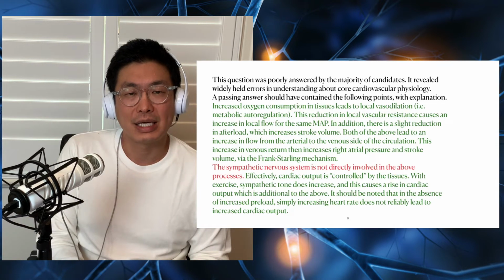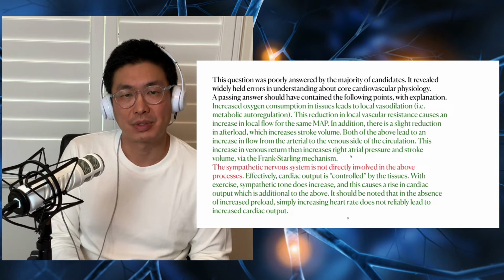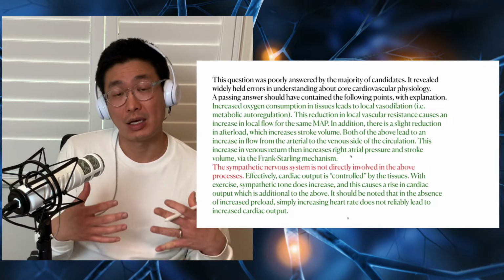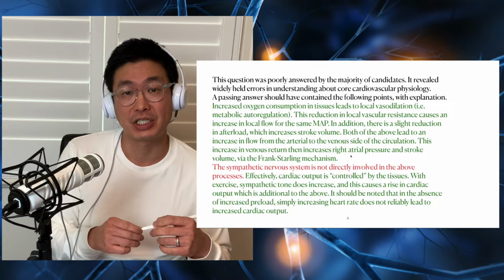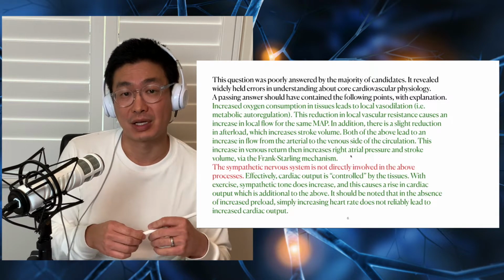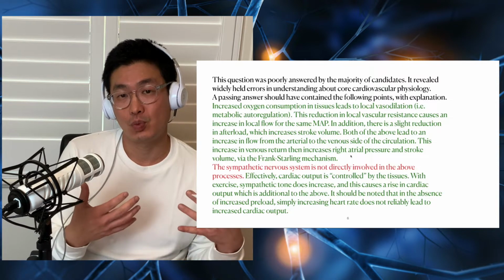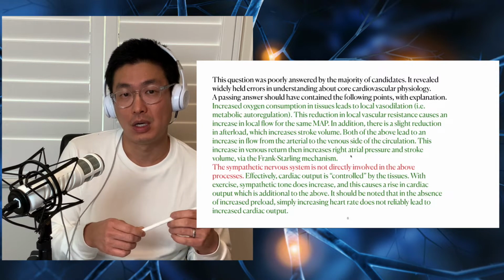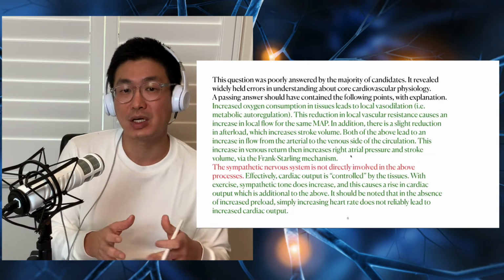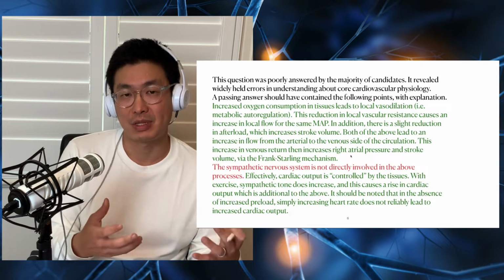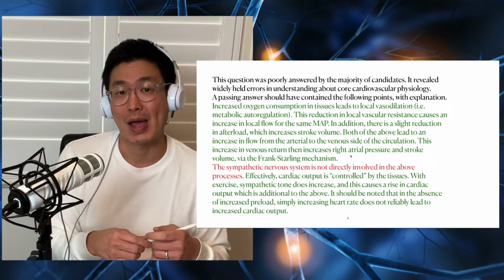Now, the next line is that the sympathetic nervous system is not directly involved in the above processes. And I can see why a lot of candidates would have probably gone straight and talked about the sympathetic nervous system and its activation, especially in relation to exercise. That would be, I think, the most common answer, which the examiner is obviously not looking for. But that gives us an idea that when we do answer this question, we want to steer away from the idea that the sympathetic nervous system contains the bulk of our answer. I think that we can include it, but it shouldn't be the bulk of our answer.